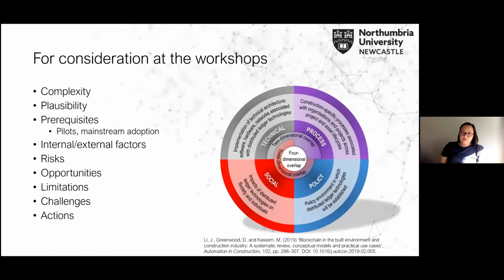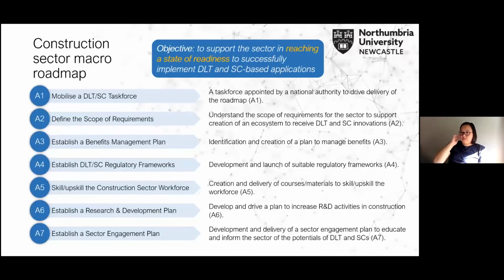And the idea was to consider these different applications and think about the different prerequisites, internal and external factors that might have an impact on their development, what any potential risks, opportunities and limitations were, and then actions and challenges to come out of those. So the first of the two roadmaps that I'm presenting today is a macro level roadmap. The idea of this roadmap is to support the sector in reaching readiness to be able to implement distributed ledger technology and smart contract-based applications.